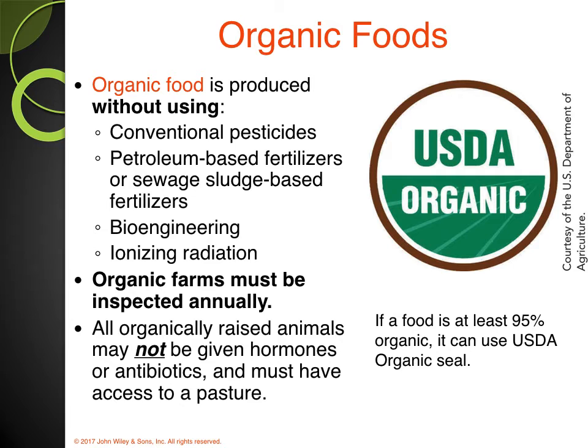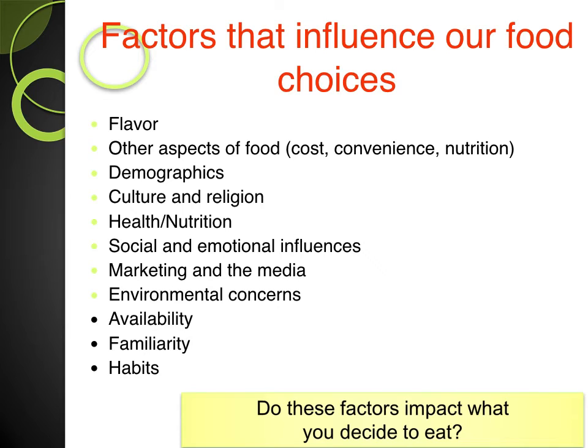Bioengineering, and then ionizing radiation. Organic farms must be inspected annually. All organically raised animals may not be given hormones or antibiotics and must have access to a pasture. So that's the definition. And also, in order for foods to get this particular seal, the food has to be at least 95% organic for it to use this seal. That's kind of nice, kind of a little peace of mind, right?